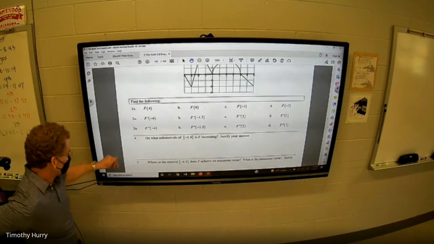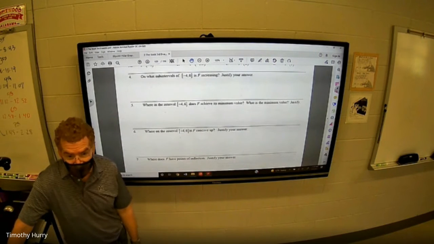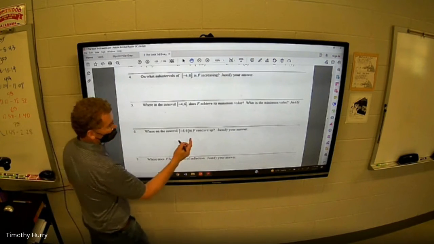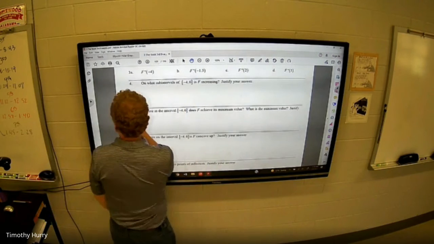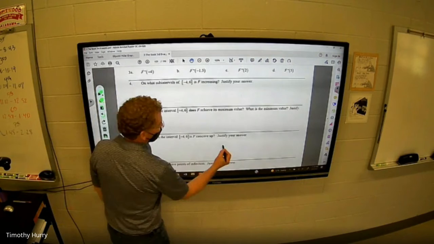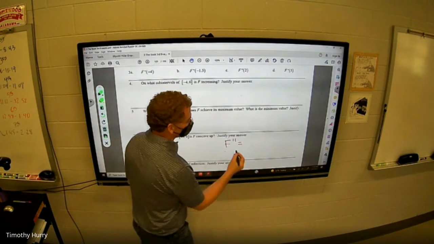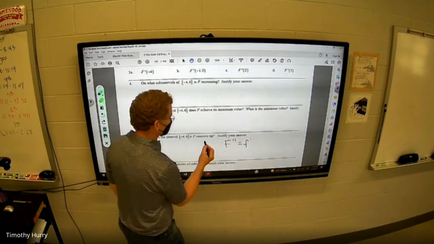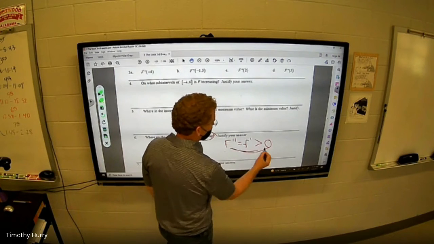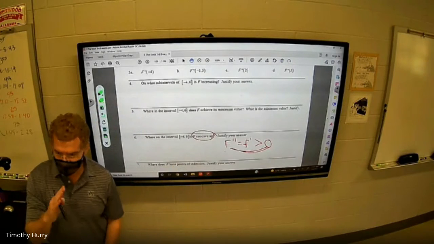I don't have time to do number 6, but let me just ask you, where would big F be concave up? Or the second derivative of big F? How would you justify that? The second derivative of big F is the derivative of F. And how would I know it's concave up? Second derivative is positive. So what would you be looking for on this graph? Where it had positive slopes.